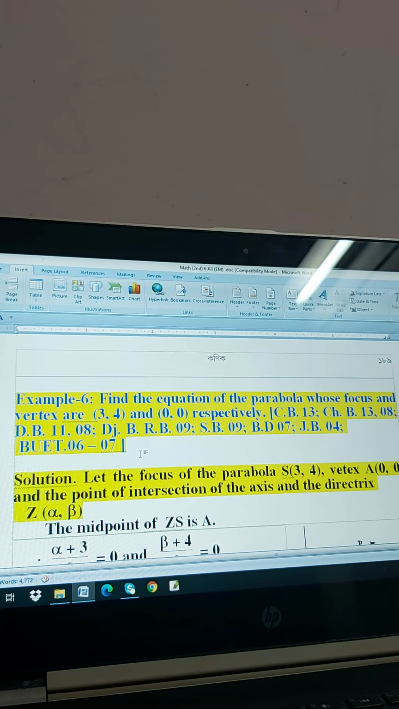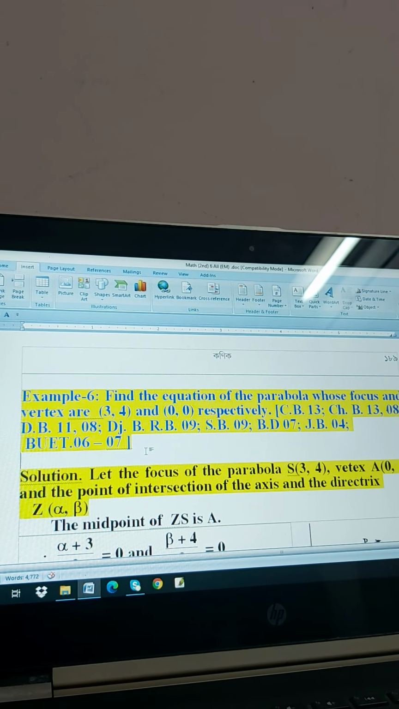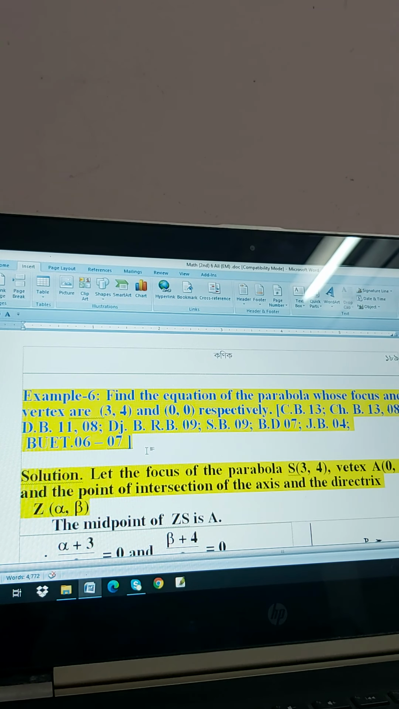In this case, we have to find the equation of the parabola. Read the question three times at first, then easily we can solve this. Given condition: the focus of the parabola and also the vertex are given. Let the focus of the parabola be (3, 4) and the vertex (0, 0).